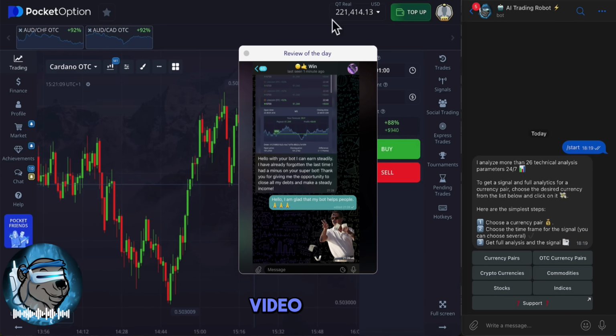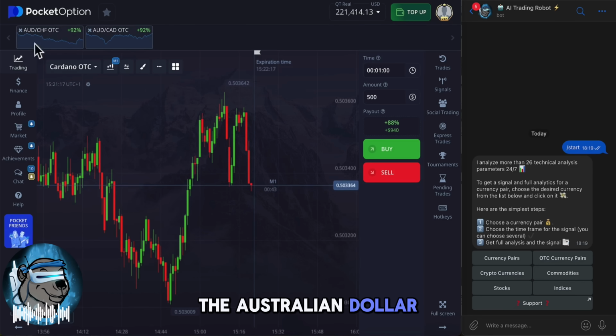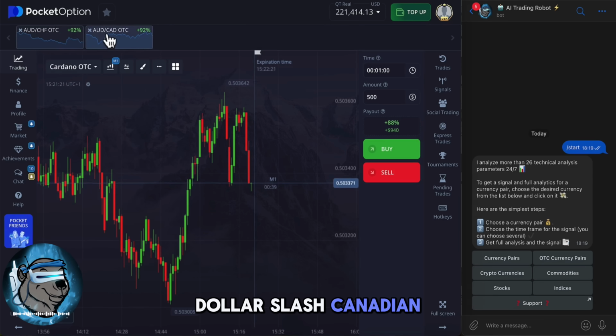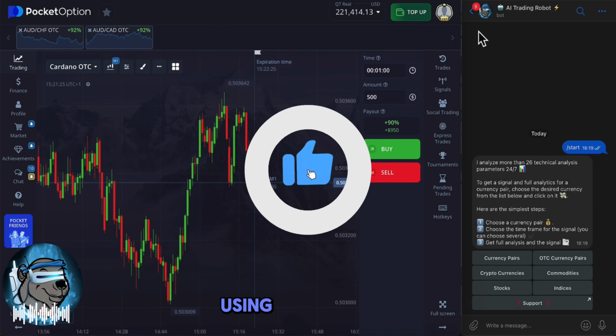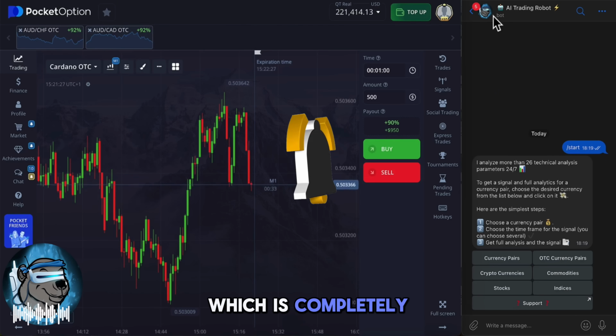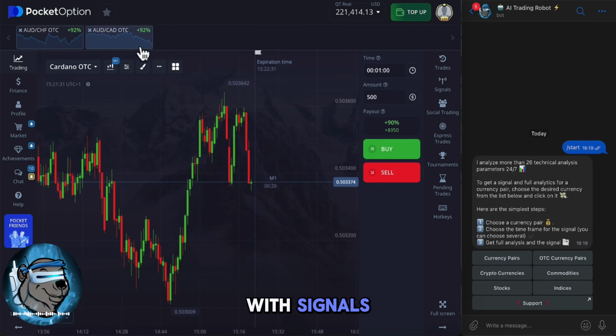So, in today's video, I'll be trading on this broker. At the same time, I'll be working with several assets. These will be the Australian dollar, Swiss franc, over-the-counter quotes, and the Australian dollar/Canadian dollar pair, which is also over-the-counter. So, I'll be using this trading robot, which is completely free. This trading robot will provide me with signals for the currency pairs I choose, and for the time frames that are most comfortable for me to trade.